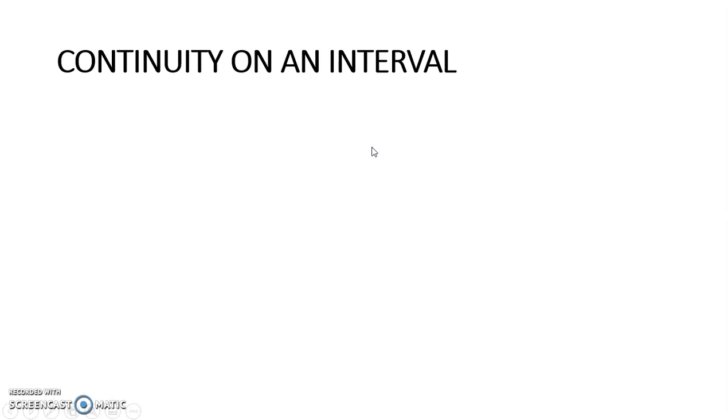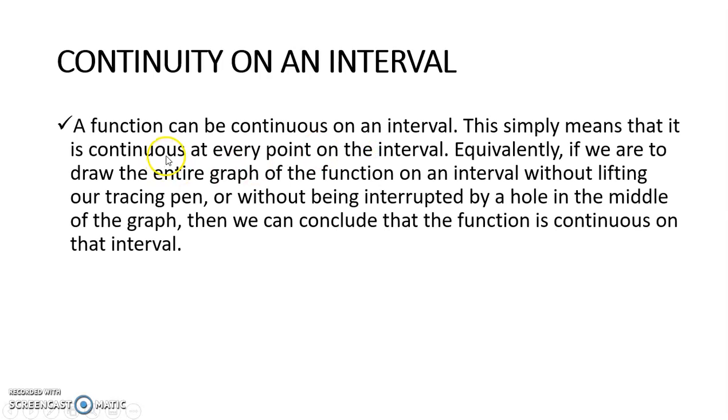Now, let's have the continuity on an interval. A function can be continuous on an interval. This simply means that it is continuous at every point on the interval. Equivalently, if we are to draw the entire graph of the function on an interval without lifting our tracing pen or without being interrupted by a hole in the middle of the graph, then we can conclude that the function is continuous on that interval.